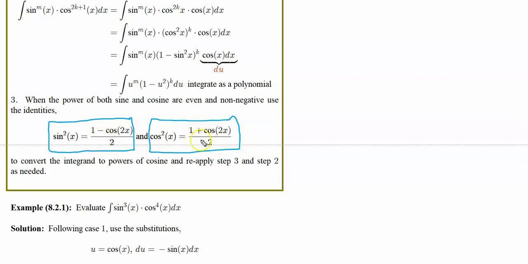And then you'll FOIL out the integrand, simplify it, and then you go back and you reapply steps 3 and step 2 up here as needed. Now we'll take a look at an example illustrating this case to clarify it. This is probably the more difficult case to execute. Alright, so let's take a look at a few problems down here.